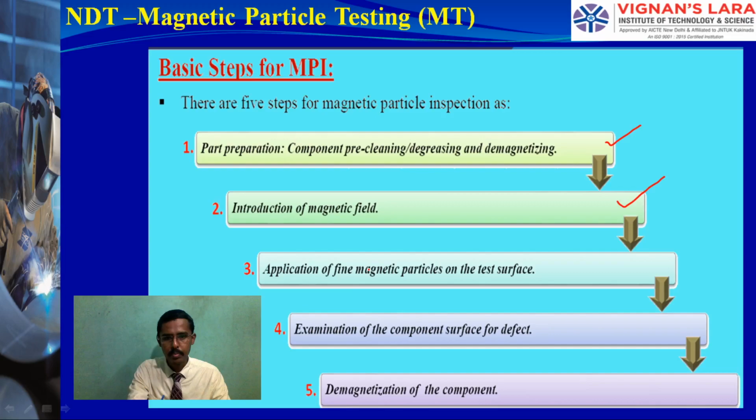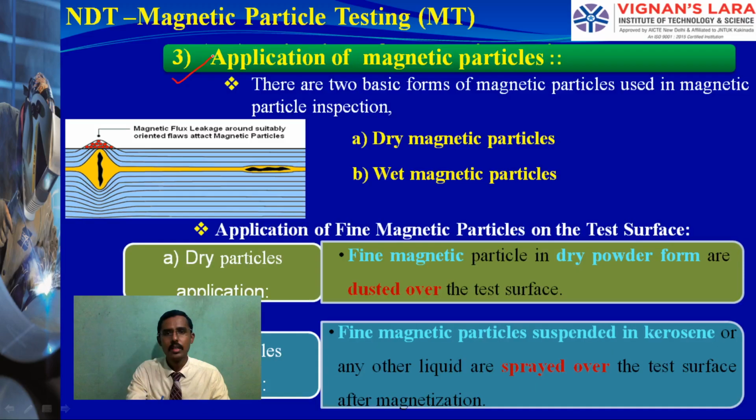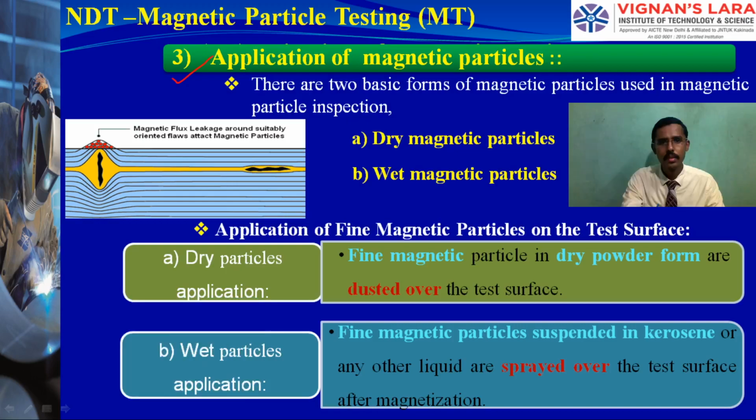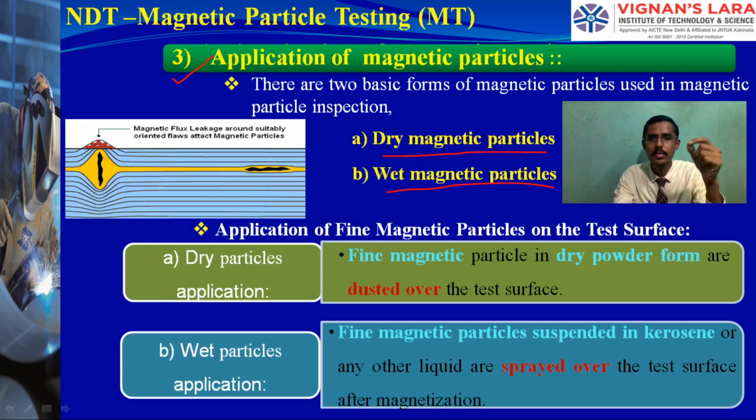Application of magnetic particles. How are we doing this here? Here also there are a few types. First, there may be dry magnetic particles or wet magnetic particles. This is what I have been telling from the beginning: there are two methods, dry and wet. Dry will be in powder form, and wet will be in liquid spraying form.